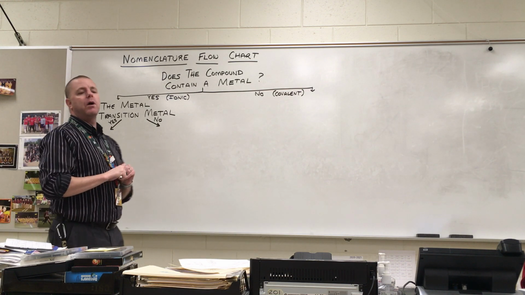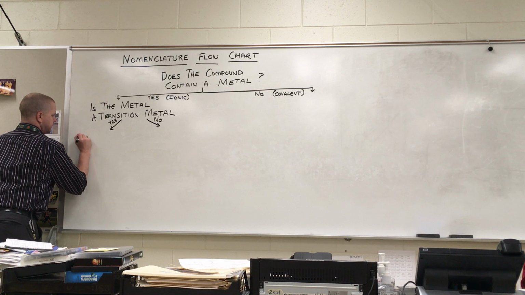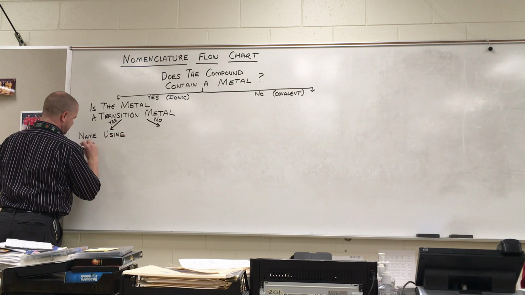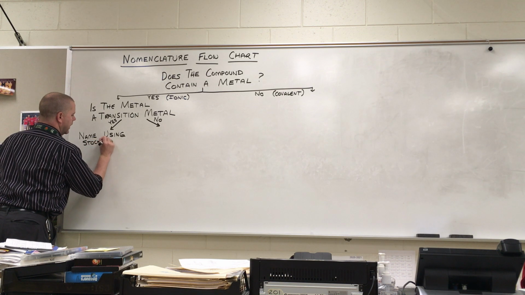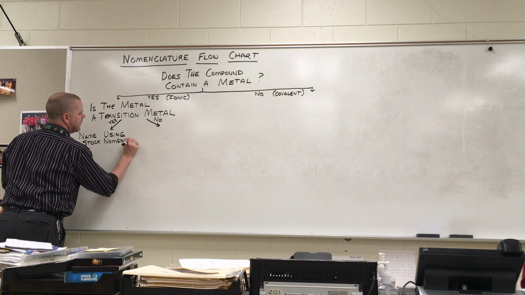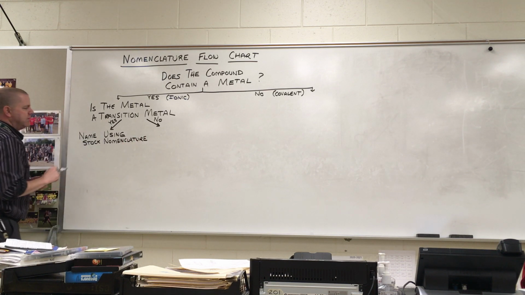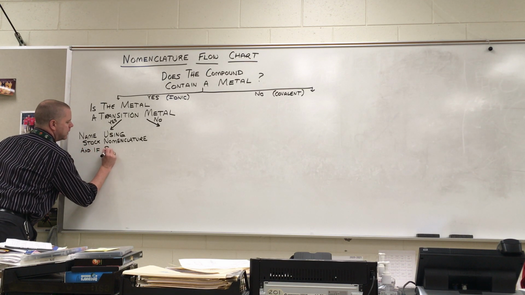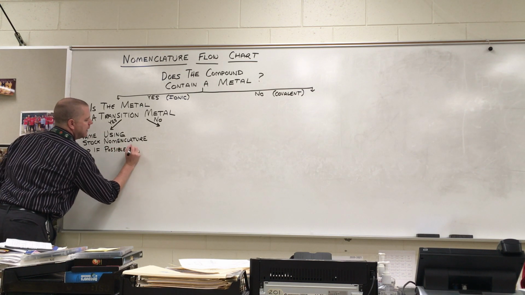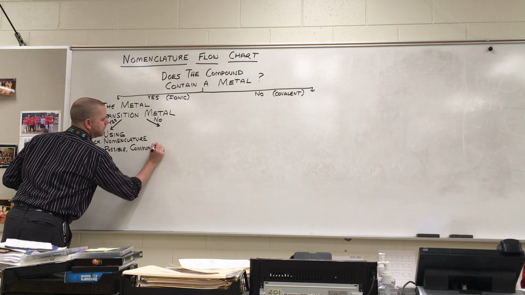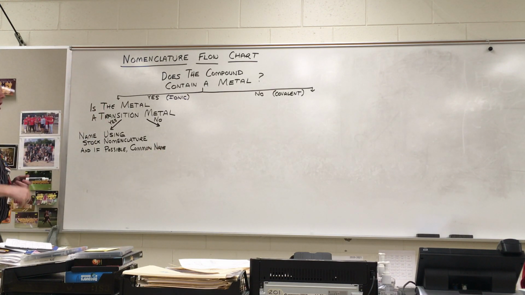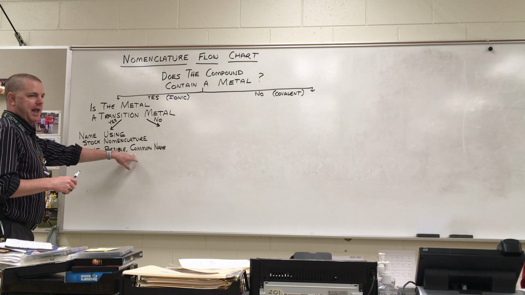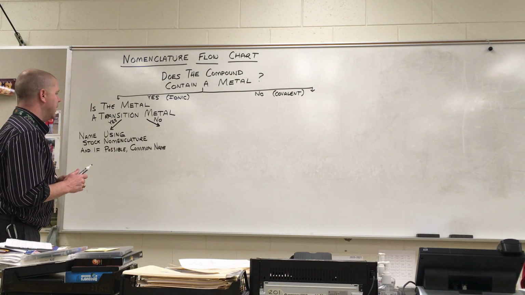write the name, and you are going to use something called stock nomenclature. And don't worry, I'm going to teach you what stock nomenclature is over the next couple of weeks. So name using stock nomenclature, and if possible, common name. Okay? So, for example, iron 2, that's stock nomenclature, common name, ferrous, F-E-R-R-O-U-S, and like I said, we'll come back to this.